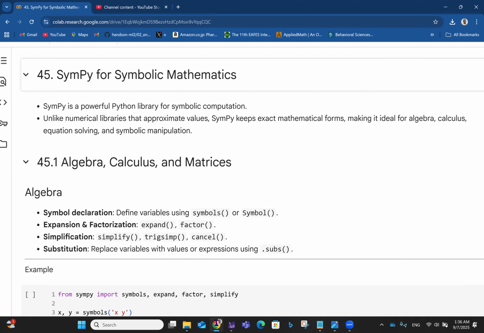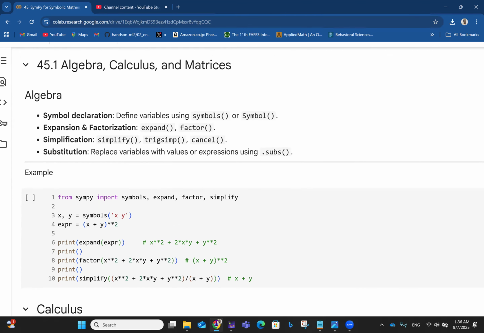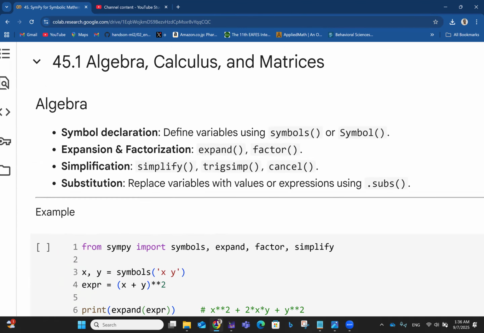So unlike numerical libraries that approximate values, SymPy keeps exact mathematical forms, making it ideal for algebra, calculus, equation solving, and symbolic manipulation, right? So let's look at its capabilities when it comes to algebra, calculus, and matrices.